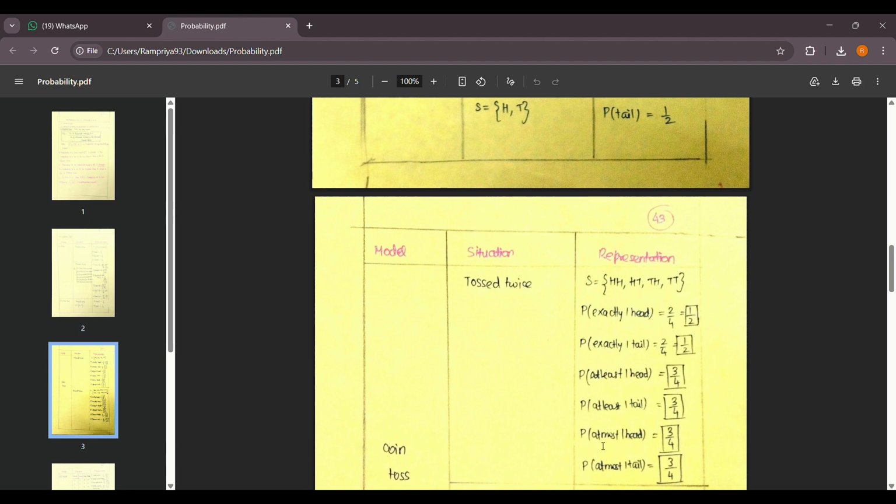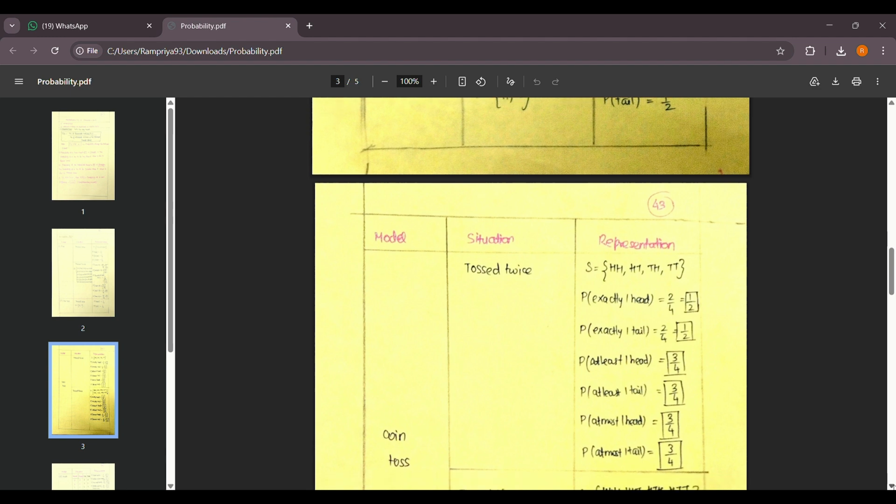At most one head. At most means, please understand the difference between at least and at most. At least means minimum and at most means maximum. At most one head means maximum of one head only should be there or no head should be there. So if head is there, then it has to be only one or no heads. So 1, 2, 3. So 3 by 4. At most one tail. Similar logic. Maximum of one tail only should be there or no tail at all. 1, 2, 3. 3 by 4.